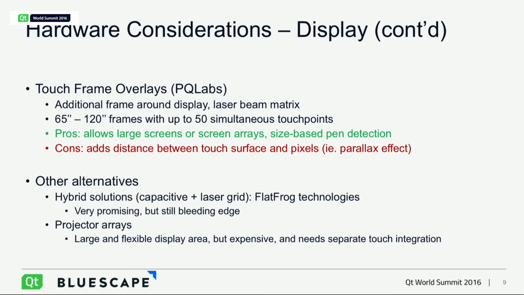I missed one here. So there's also another alternative which we like. It's touch frame overlays. A company like PQ Labs basically sells that frame you could put on a TV or a monitor like this, you can outfit on top of it. And that frame is basically a matrix of laser beams, and it does touch detection. When your finger touches the surface, the laser gets cut, and so that's how they can triangulate the finger position.